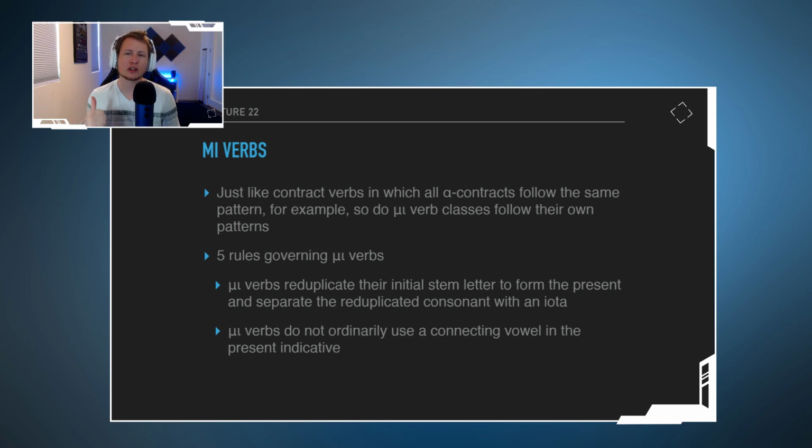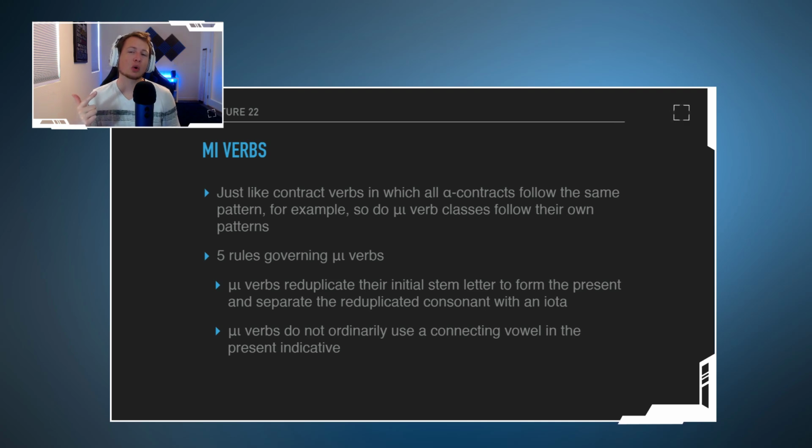First, mi verbs reduplicate their initial stem letter to form the present and separate the reduplicated consonant with an iota, okay? So they reduplicate the initial stem letter, and then separate with iota. Look at tithemi. The initial stem letter is theta. So to reduplicate, it would use a tau. And then it's separated by iota. Okay?